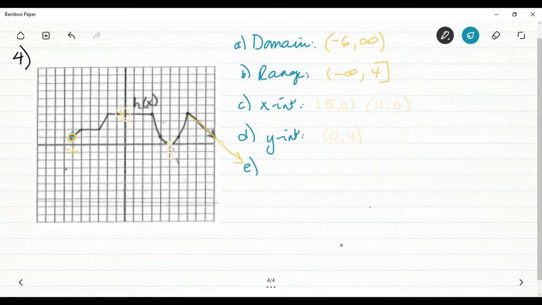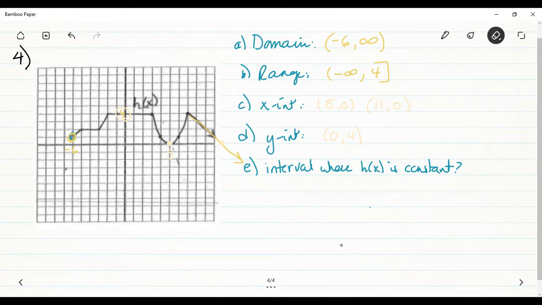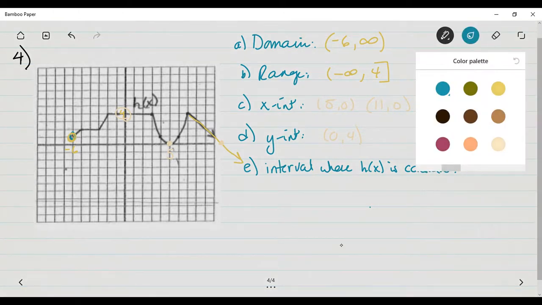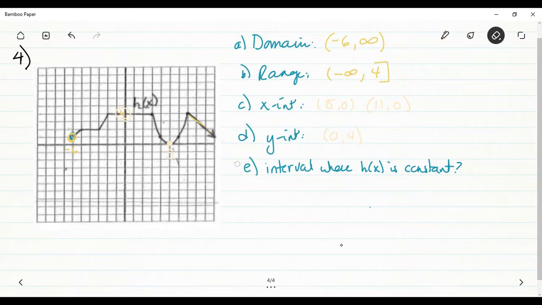Part E, you're looking for the interval where h of x is constant. Remember, constant is a horizontal. The horizontal piece that we want to look at, look at a picture, I'm just going to erase some. You can see the horizontal.